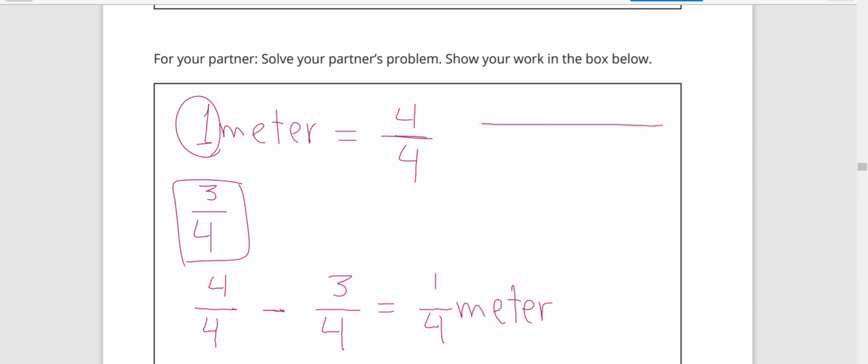This 1 meter is divided into 4 equal parts. She used 3 fourths, so shade 3 parts. Then the length left of the meter is this part, which is one fourth meter.